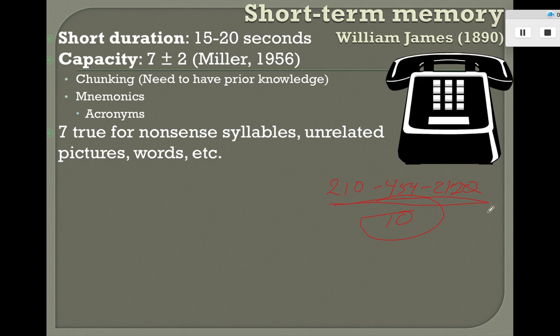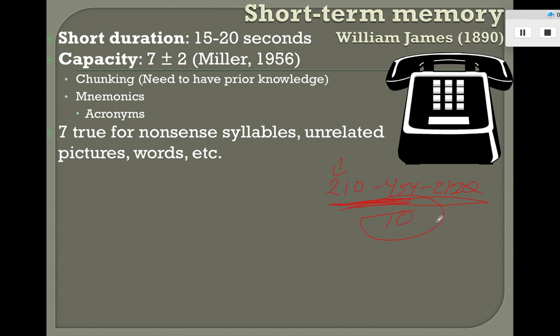But since we didn't know this number, what you were trying to do is have 10 individual units. So you would say to yourself 210-454-2120. By the time you actually got to your phone, you probably remembered 210-45, and you were like, what was the rest? Well, the problem is that we're reaching this limit of 7 plus or minus 2. You're already at 5 digits.